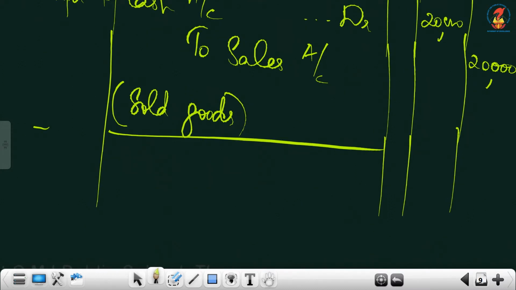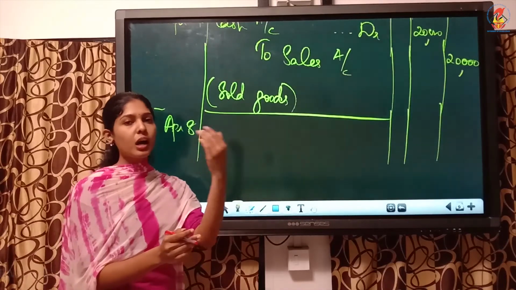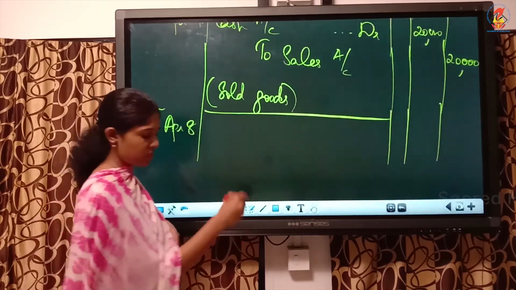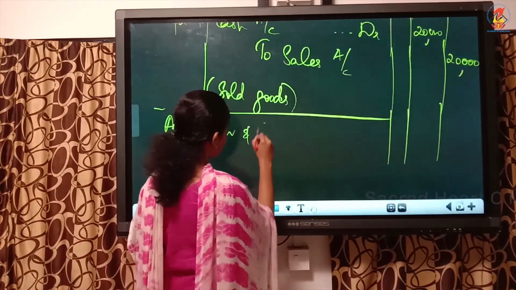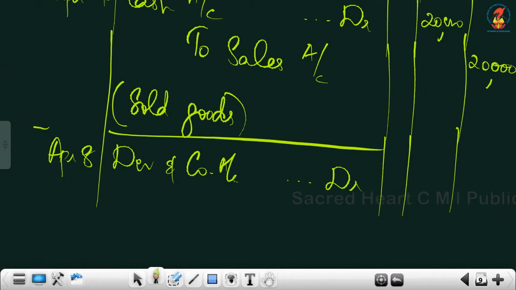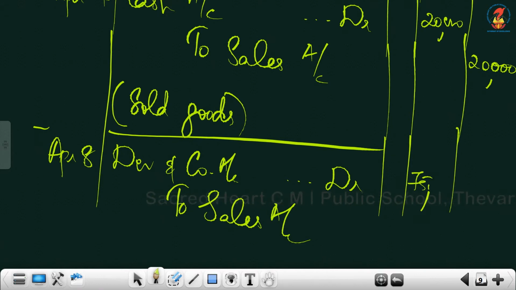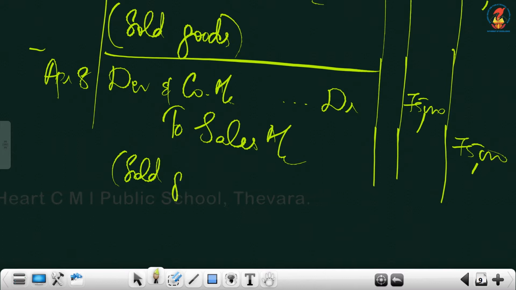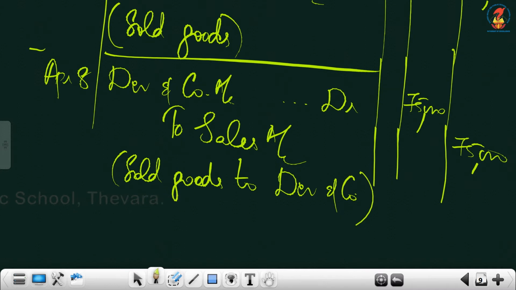Next is April 8th, sold goods to Dev and Company. The name is mentioned means it is a credit transaction. Dev and Company is our debtor. So he must be debited, sales must be credited 75,000. So Dev and Company's account debtor to sales 75,000. Narration: sold goods to Dev and Company.